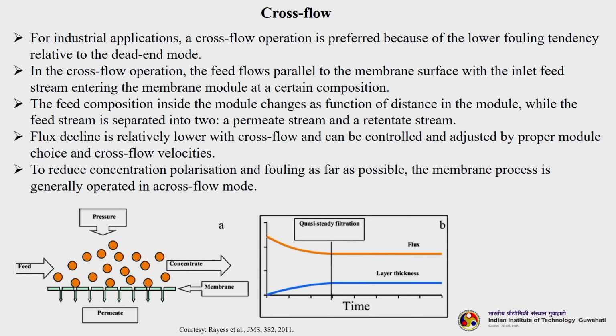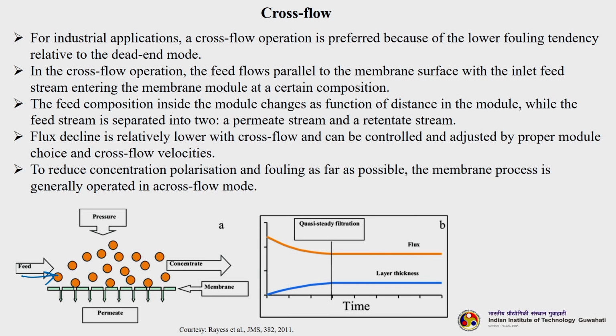So, the next is cross flow. For industrial application, cross flow operation is preferred because of the lower fouling tendency relative to the dead end mode. Since the flow is happening across the surface of the membrane, you can see here how the feed is flowing, and this is the membrane. Solutes are getting deposited on the surface of the membrane.